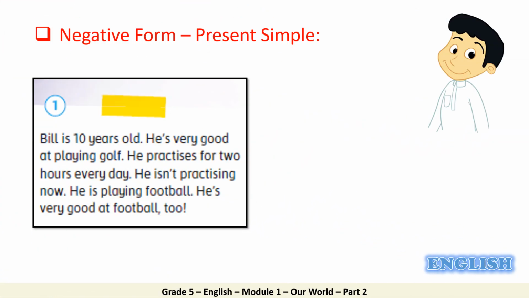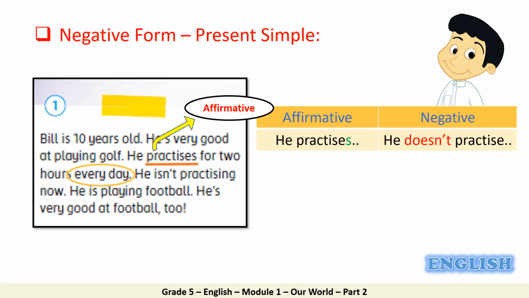Now we will talk about the negative form. Making the negative form is very easy. Take a look at this sentence. He practices. The verb is in the present simple and it's affirmative. If we want to change it and make it negative, it will be like this. He doesn't practice. What do you notice? What did we change? Very good. We added the word doesn't before the verb and we removed the S at the end.